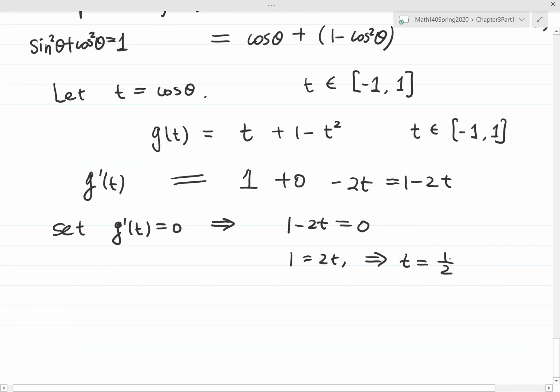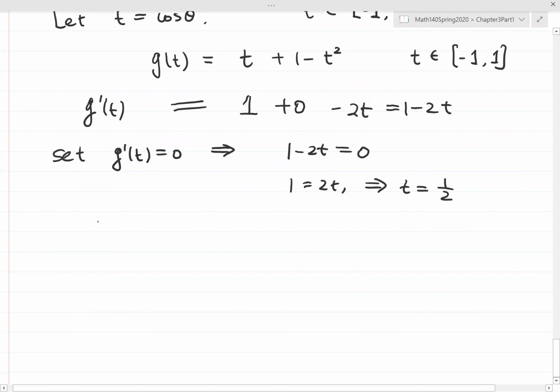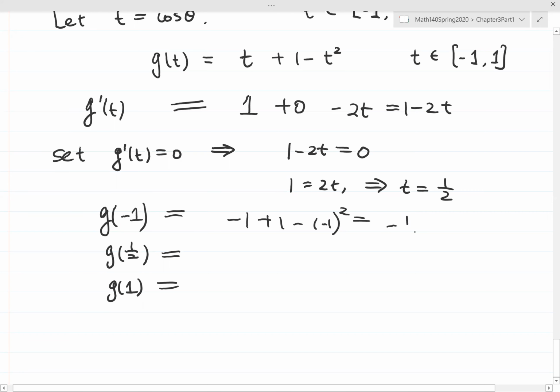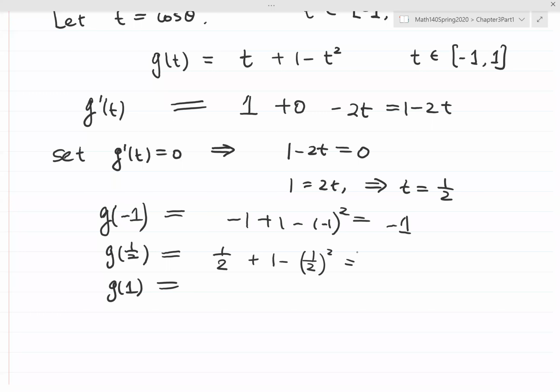Then what we need to compare is the three function values: at the boundary, g(-1), g(1/2), and g(1). Now we plug in. For g(-1), we substitute t by -1. It's easy to compute by hand: -1 plus y minus (-1) squared, so this is -1. Now g(1/2), plugging t by 1/2: 1/2 plus 1 minus 1/2 squared, so this will be y minus a quarter plus 1/2, so it's 5/4.